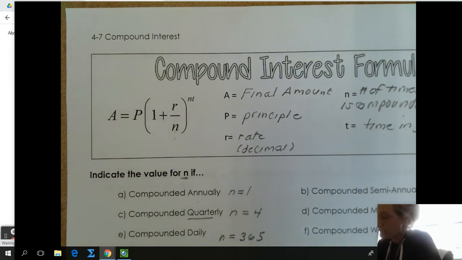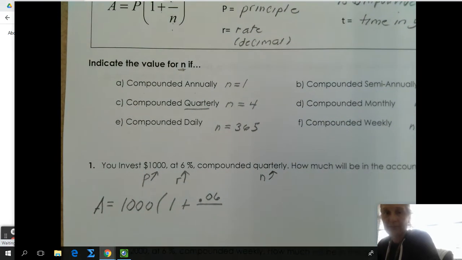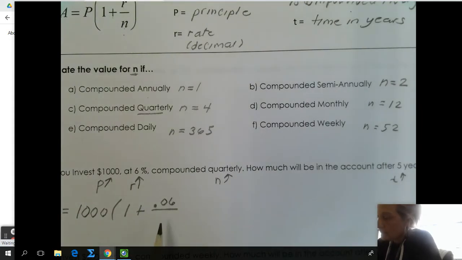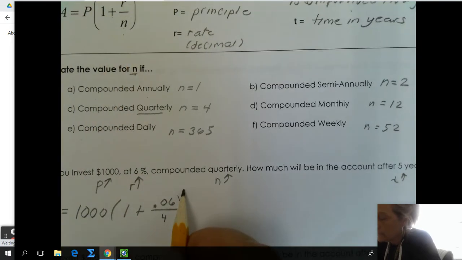Now, going back to our formula, we're dividing. Let me scooch this up. I apologize for that. We're taking the rate and dividing it by N, and N was 4. And we're raising that to the exponent, which is made up of N and T. So our exponent is 4 times 5, or 20.